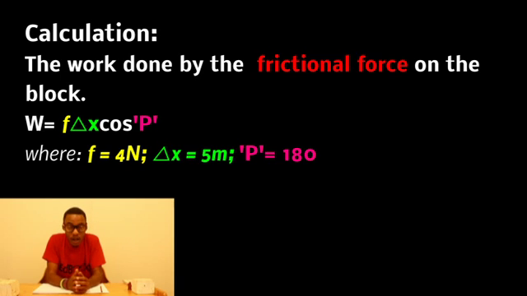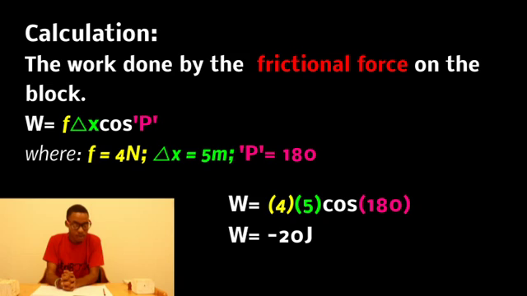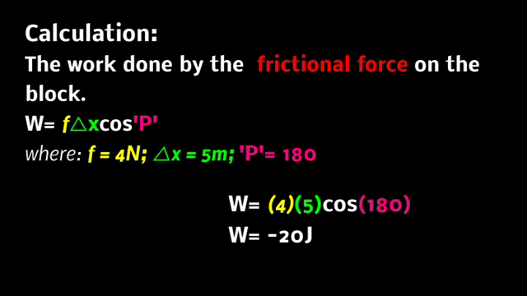180 degrees. Because even in the previous video, if you recall, we said that friction does negative work. Hence, we use cos of 180 degrees because it's in the opposite direction to the displacement of an object. Now, if we substitute all our values, that's 4 newtons times 5 meters, cos 180 degrees, we then get minus 20 joules.